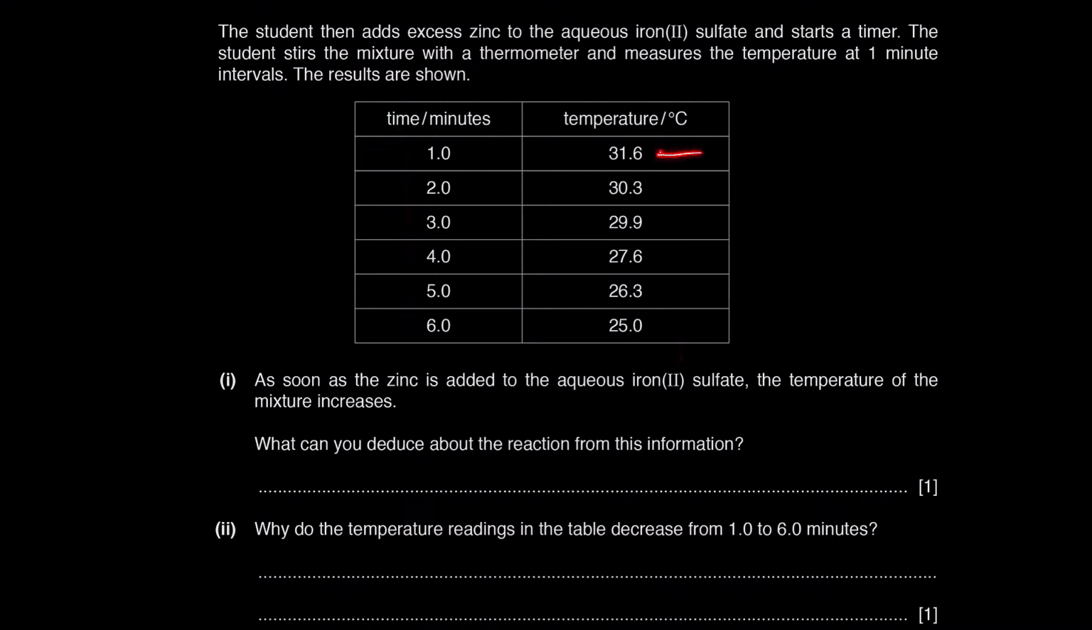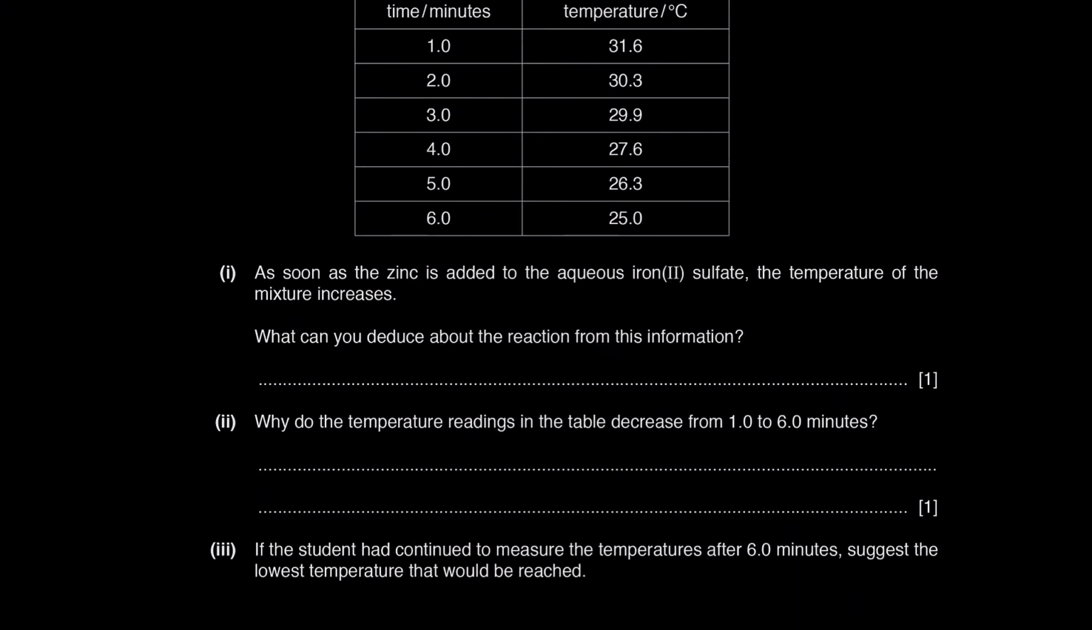So temperature peaks at the first minute, then it's going down. Why is it going down, guys? What's happening? It's clearly an exothermic reaction. Temperature shoots up, but then it starts going down. Why is it going down? Because the heat is being lost to the surroundings, right? I hope that makes sense. That's my catchphrase. I hope that makes sense.